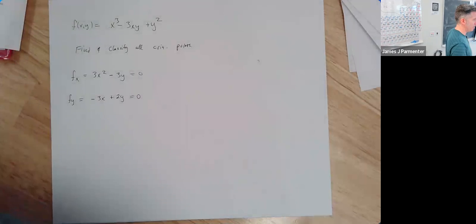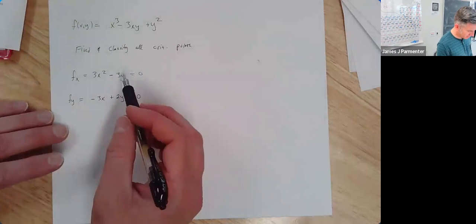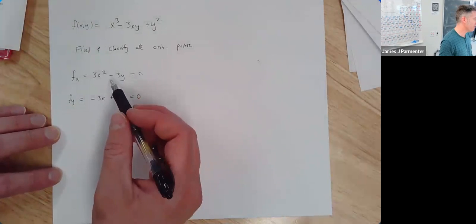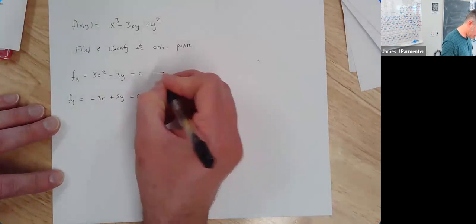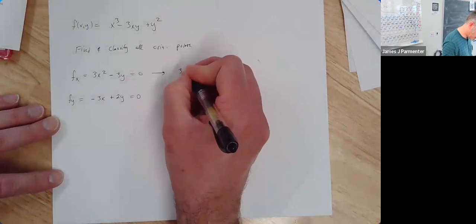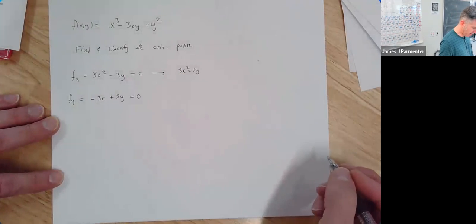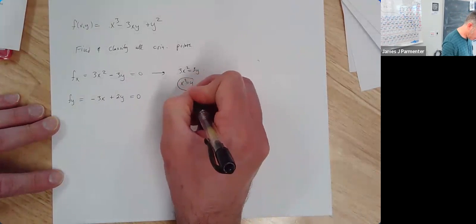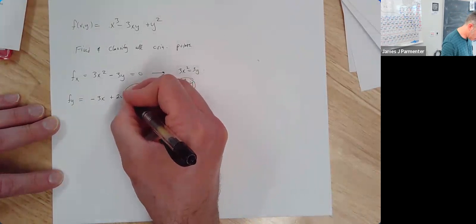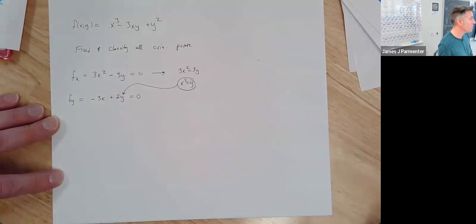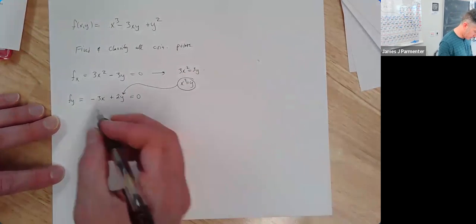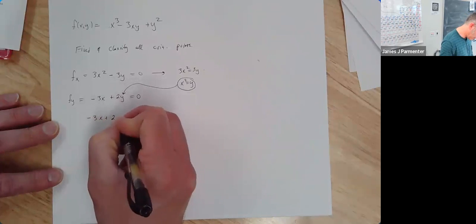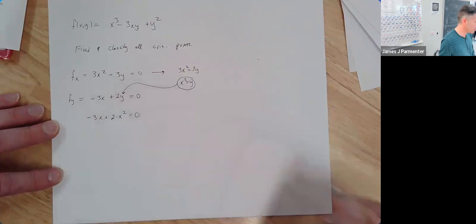Here, it probably doesn't matter which one we pick. I feel like the first one's going to be a little bit easier to solve for y, because I won't have fractions if I do it this way. So I would probably take this and say 3x squared equals 3y, and then divide both sides by 3 to get x squared equal to y. I'm going to take y equal to x squared and substitute it into the other equation for y. So I'm going to get that negative 3x plus 2 times x squared equal to 0.